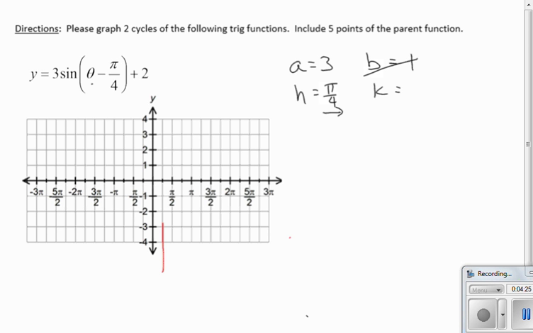Then it becomes important to realize that each grid is pi quarters in my graph paper here. So although you're going pi quarters right, it's really 1 grid. And then it says that K is 2, which will give me a shift of 2 units up. So how do I do this? Not much different than I've done in transformations in the past. The first thing I'm going to do is start with the parent points for sine, which go from 0 to 2 pi.